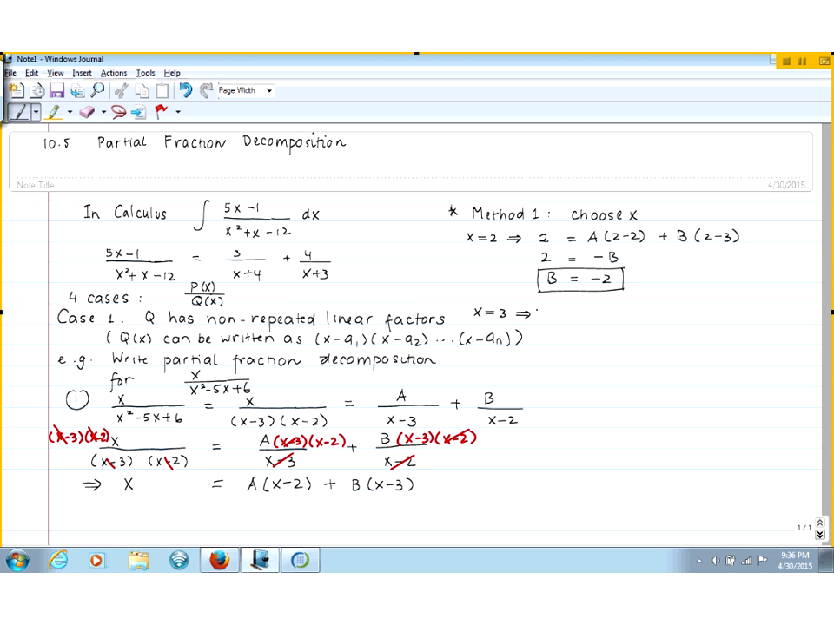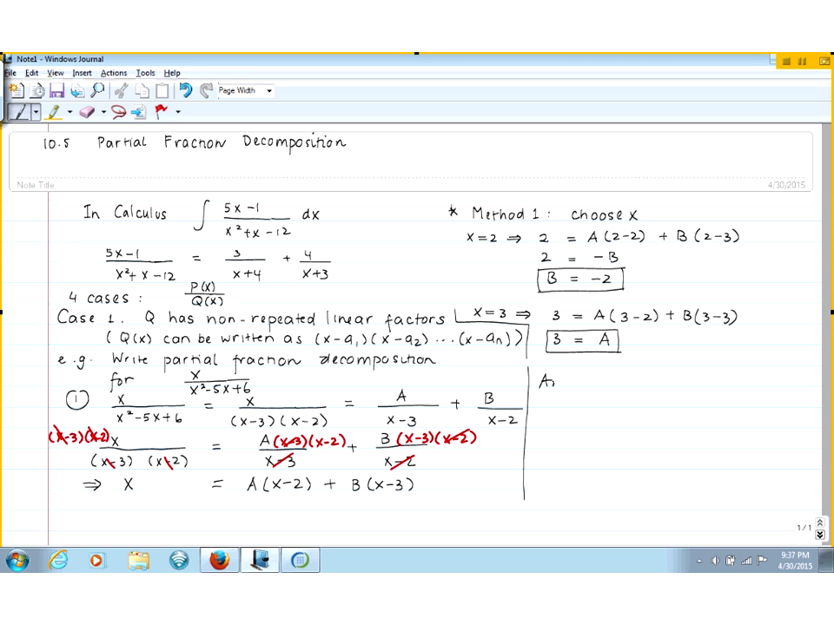Now the other thing is we can choose x equal to 3. So 3 is equal to a times 3 minus 2 plus b times 3 minus 3. Well, 3 minus 3 is 0, and 0 times b is 0. So 3 is equal to a.